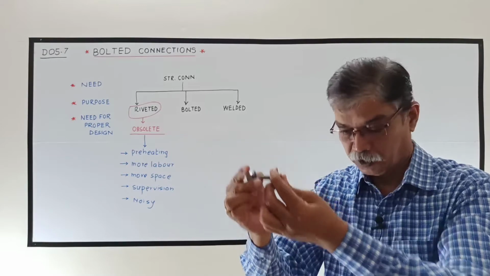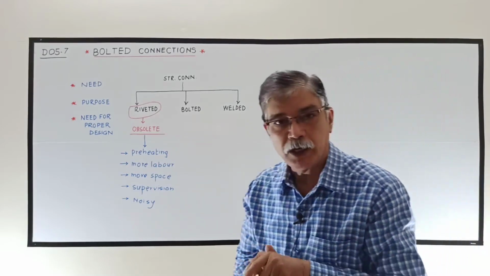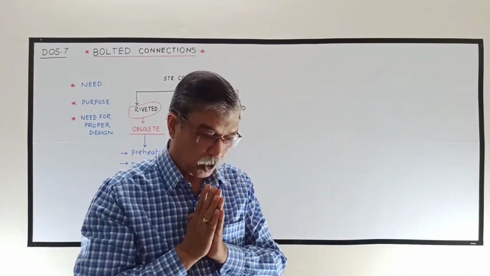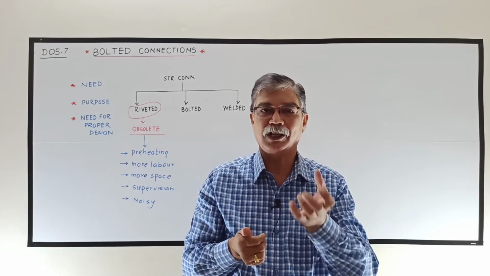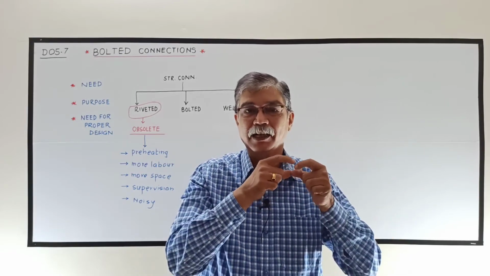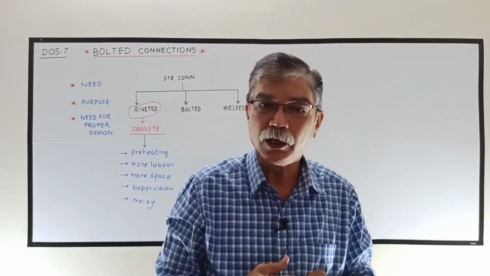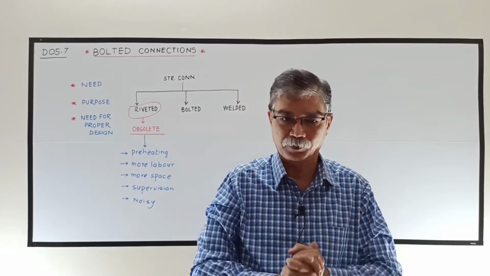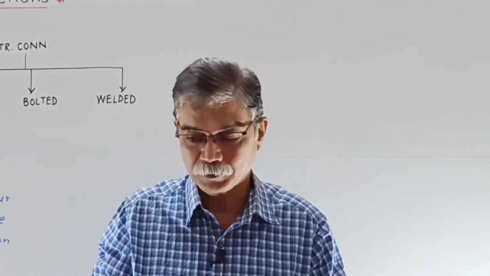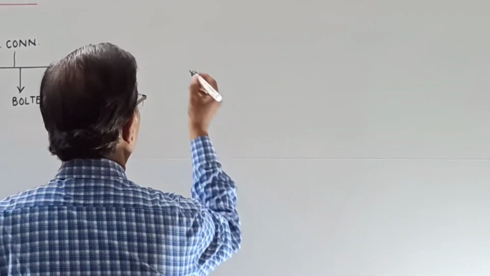Do you follow this? So, what is a bolt? Again, I will repeat. A bolt is a mild steel rod or a pin having a square or hexagonal head at one end and the shank having the threads on it to receive the nut, that is known as a bolt. Do you follow this?